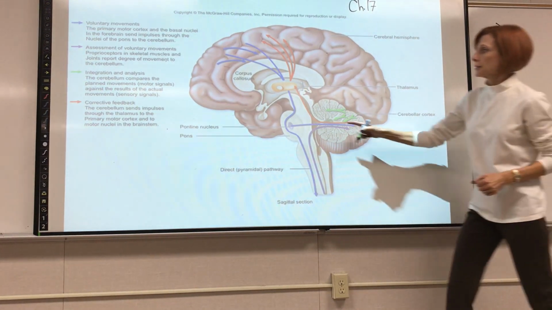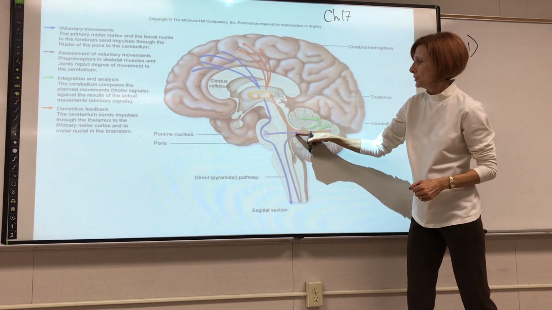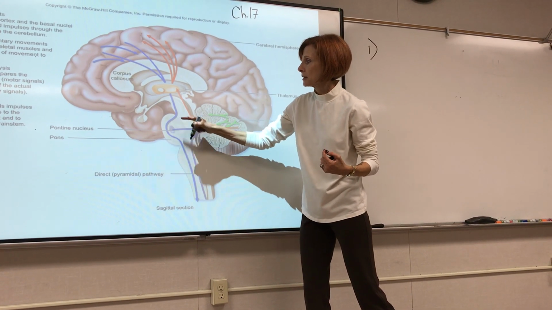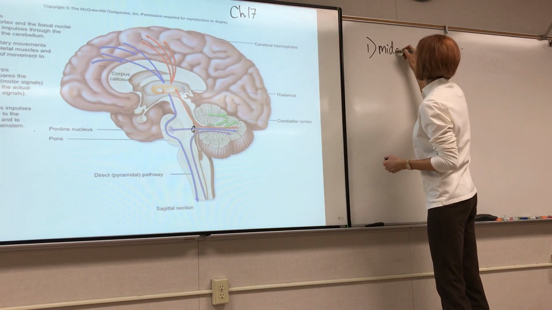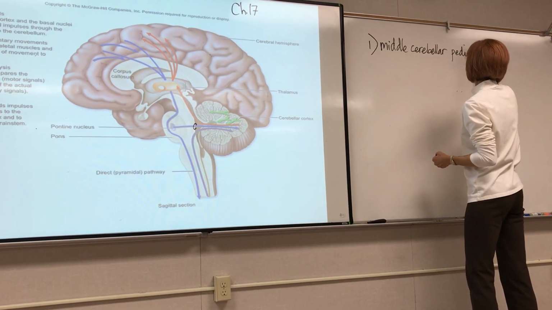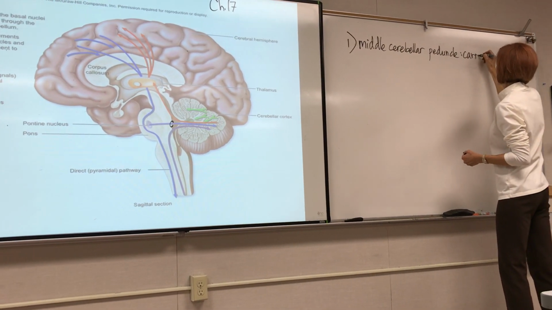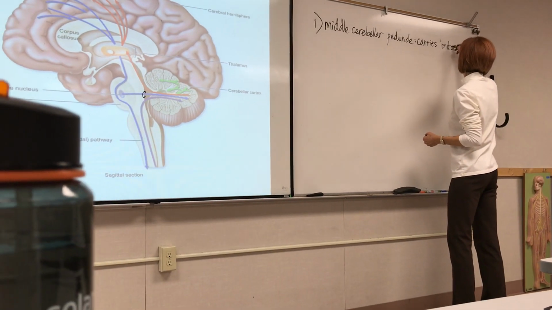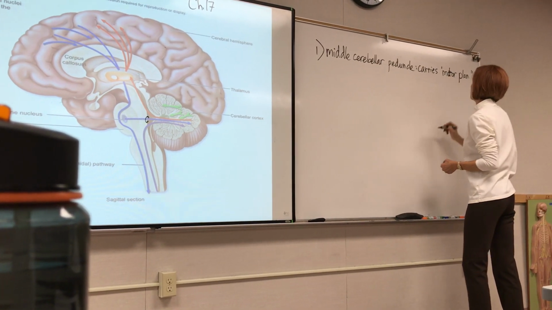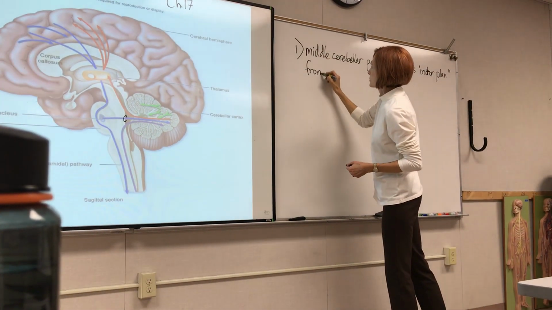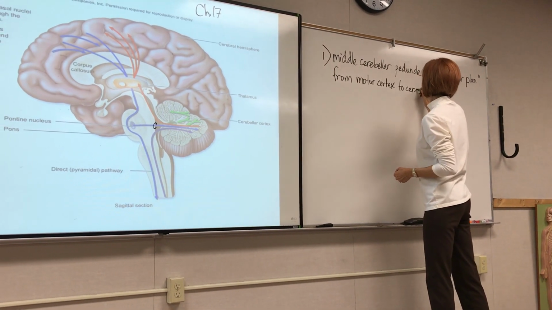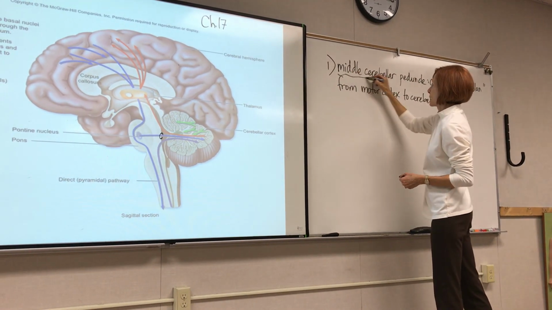So traveling on this tract here, notice this is right in the middle. So this is called the middle cerebellar peduncle. This is the one that goes through the pons. The pons is here. Okay, so traveling on that, we said that this connects the cerebellum to the cerebral cortex. This is the one that carries what I call the motor plan, right, which is just the planned movement from the motor cortex to the cerebellum, so that the cerebellum knows what we're trying to do.